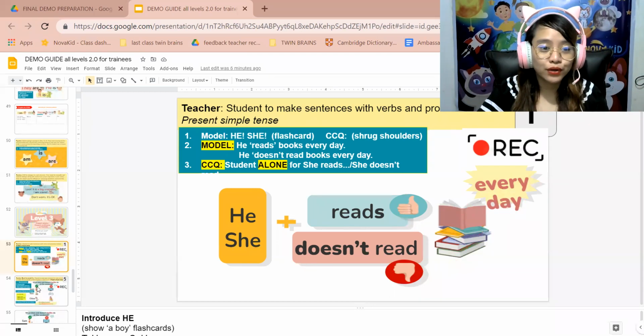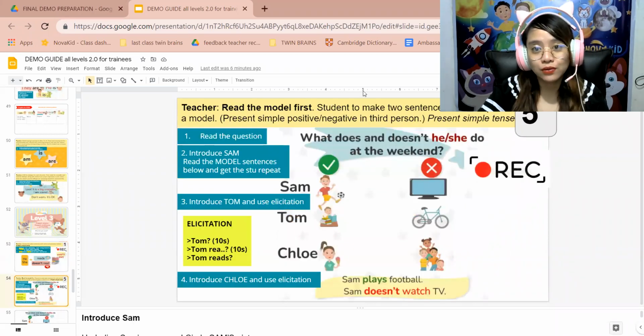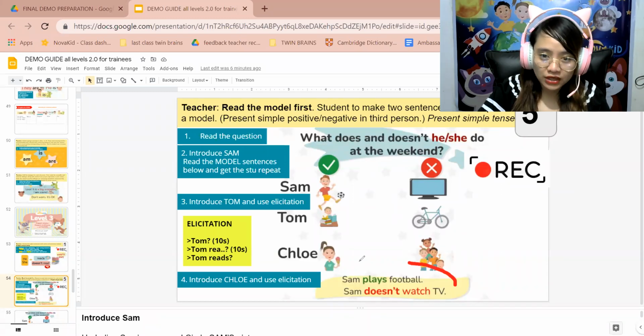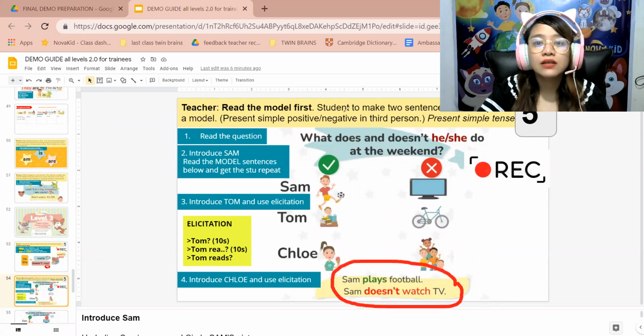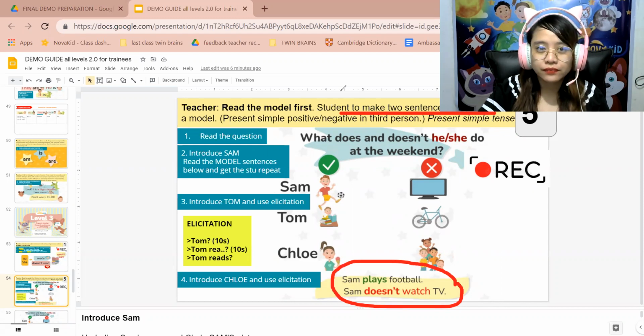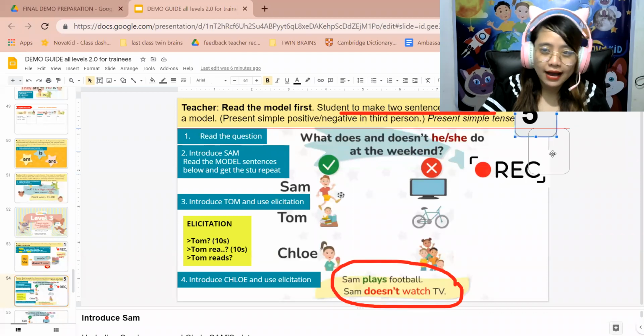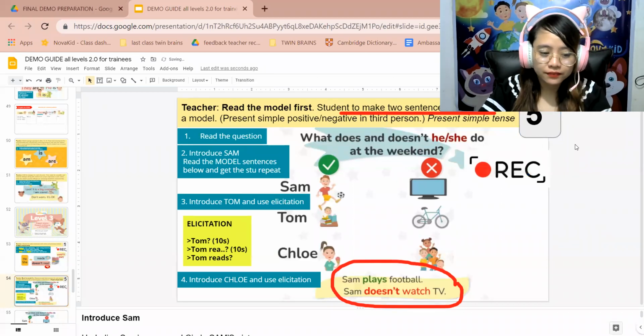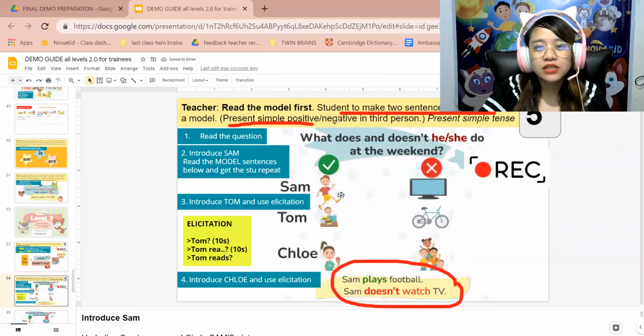Next, number or page 2. Let's go to the next page. Read the model first. So you read the model sentences. Student to make 2 sentences for each person, as in the model. So present simple, positive, negative, and third person.